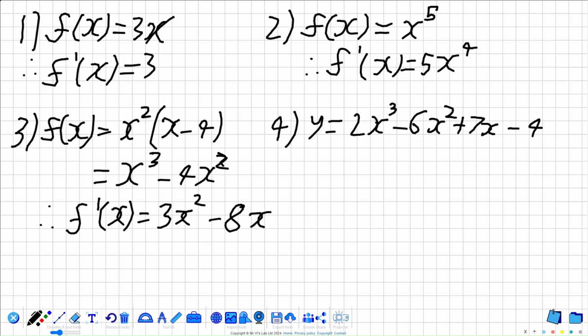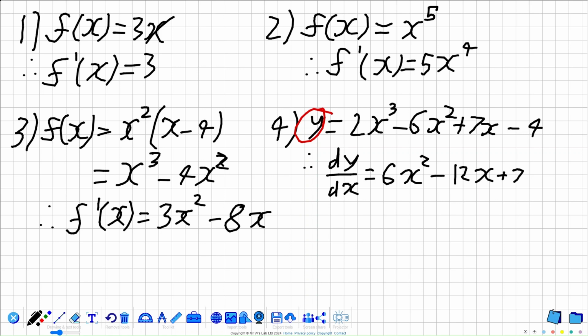And then for the next one, we've got a similar thing here, but it's a longer equation. What you can see now as well is we've got y instead of f of x. So here we've got to say, therefore, dy over dx equals, and then we can go from here. 3 times 2 is 6x to the power of 2, then minus 12, because 6 times 2, x to the power of 1, so we just leave it, plus 7, because it was only a singular x to the power of 1, so we can just take away the x.